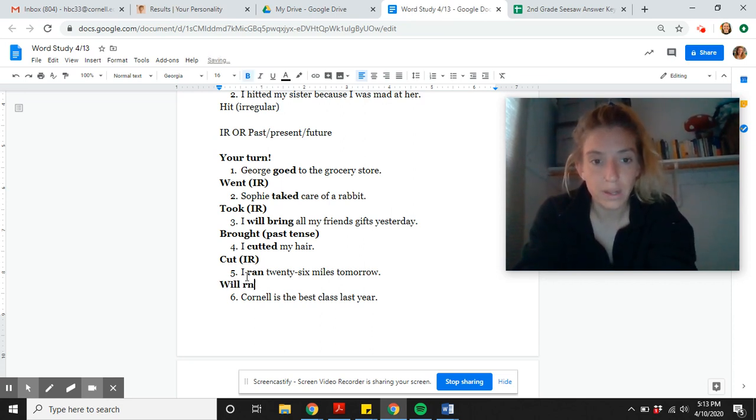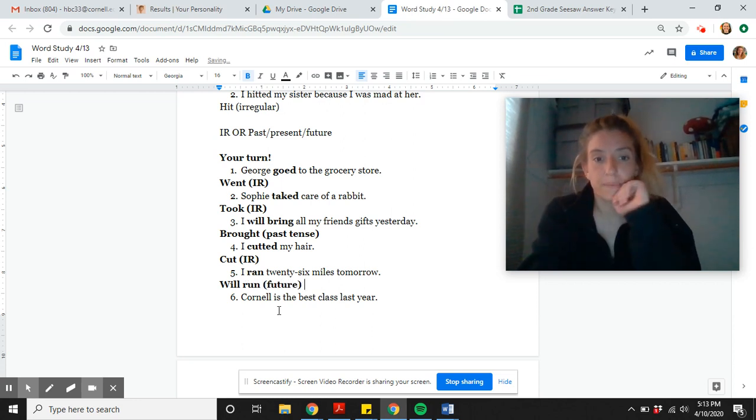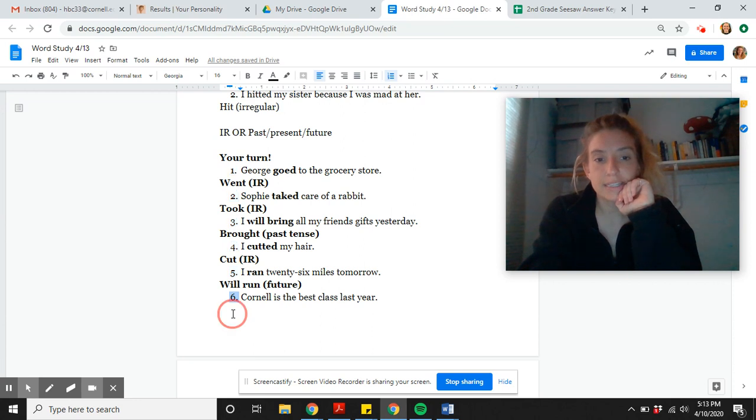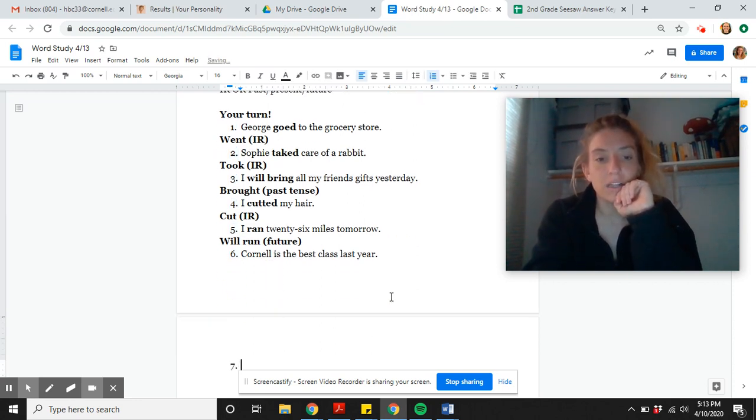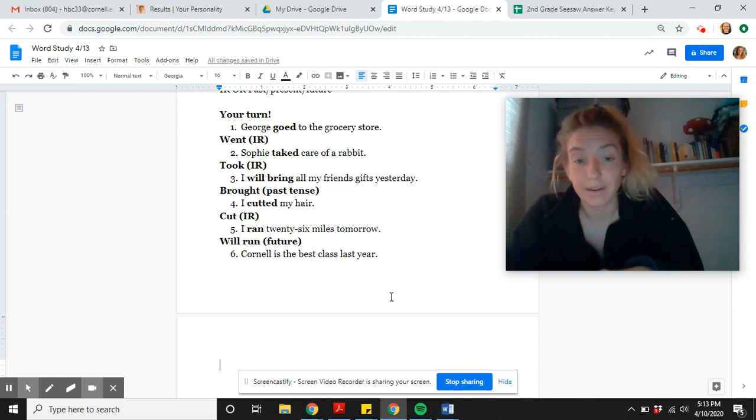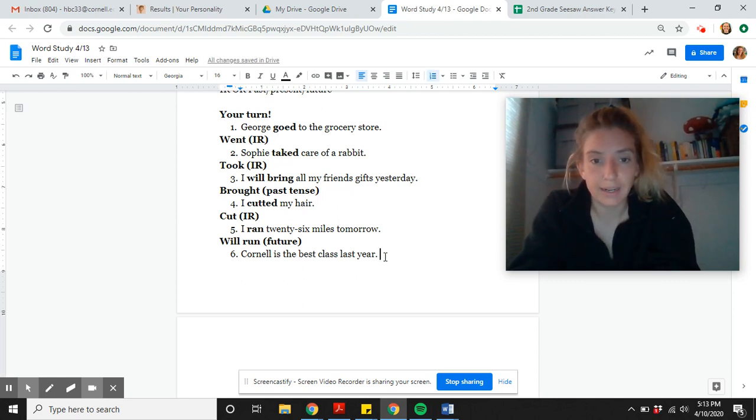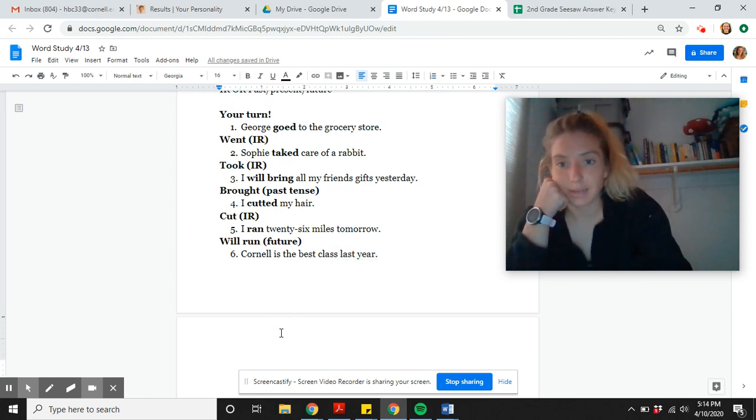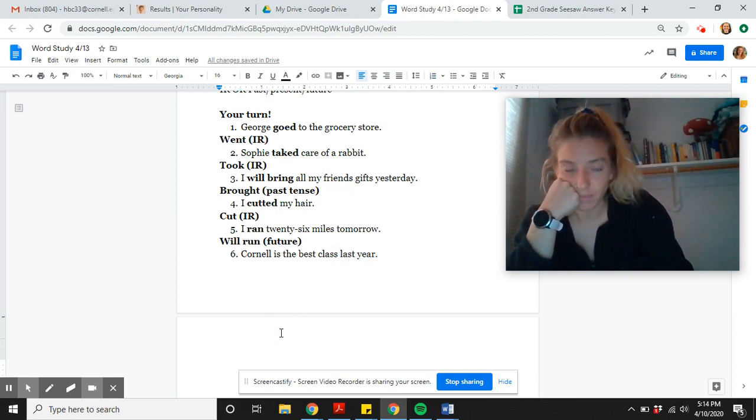That should be will run. And what tense would that be in? Future. Number 6, Cornell is the best class last year. The key word here is the ending, last year. How can I fix that? Cornell is the best class last year.